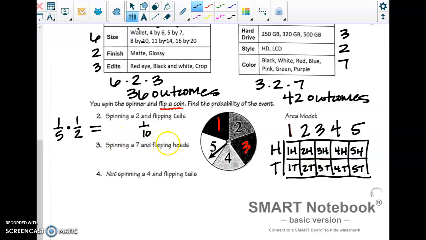Spinning 7 and flipping heads. So 7 and heads, there is no 7 on that spinner, so there is no chance of this happening. 0 is the answer to that one.